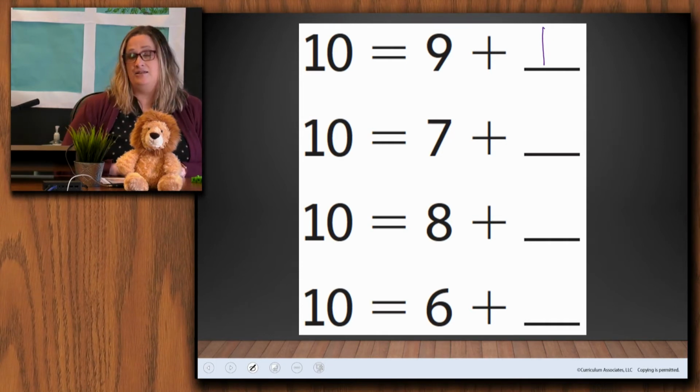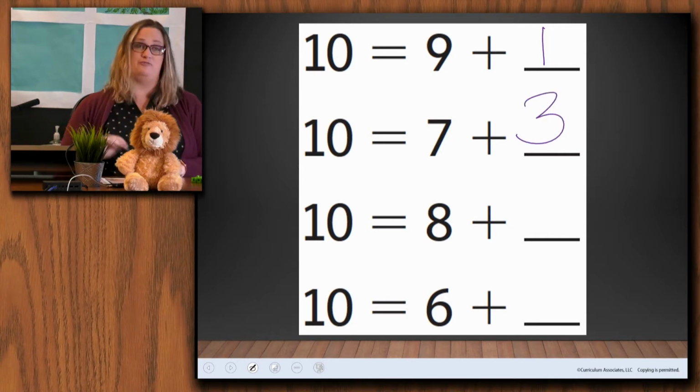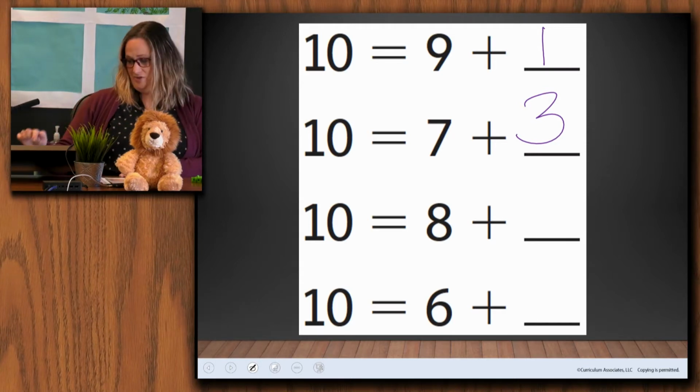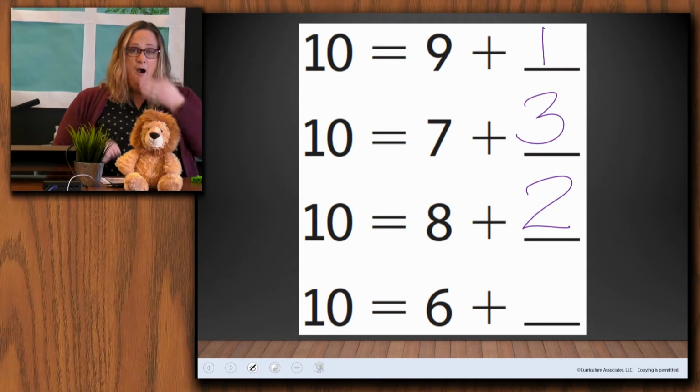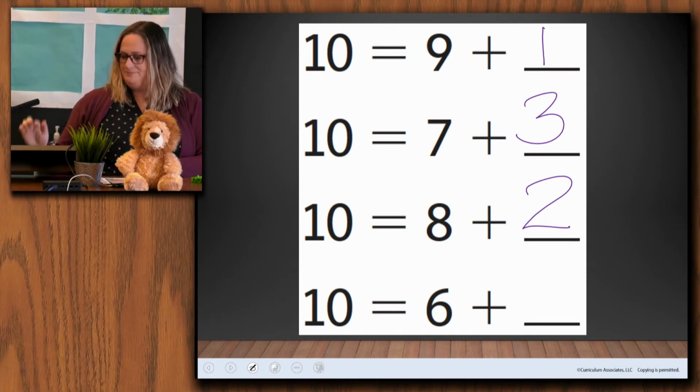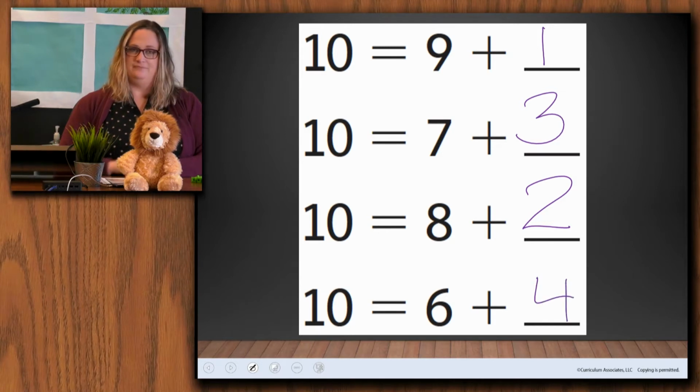7 and 3 make 10. Ooh, you guys are ready for this make 10 strategy. 8 and 2 make 10. 6 and 4 make 10. That was a big yawn. I told you I was still a little in the blue zone today.